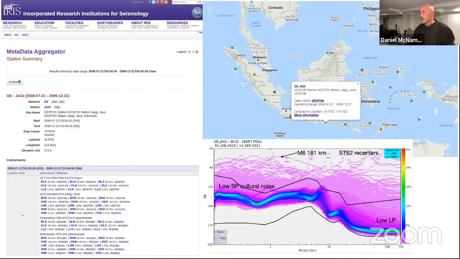On the short period, the noise levels look fairly good here. They're well below the low or the high noise model, so that looks fairly good.